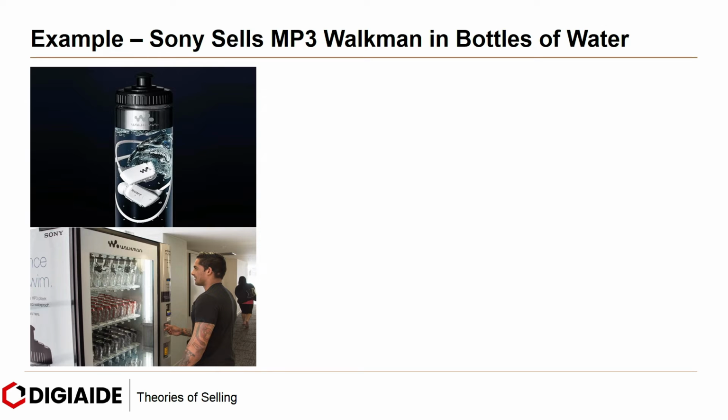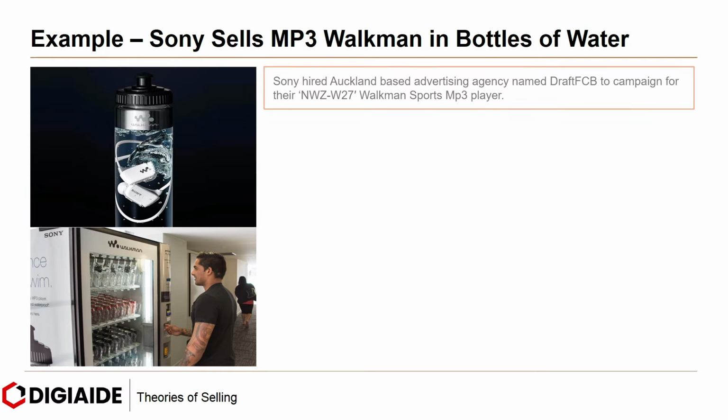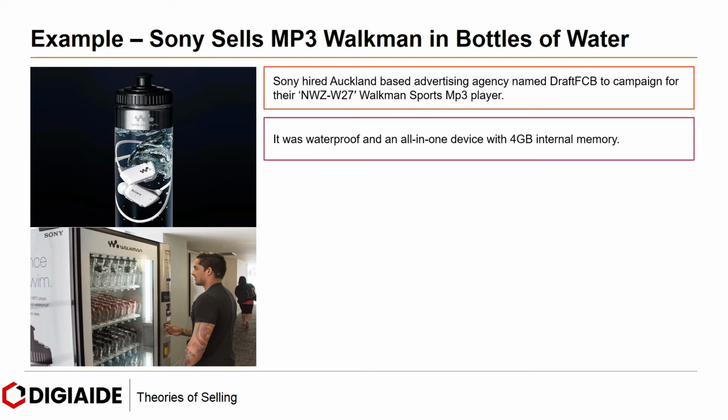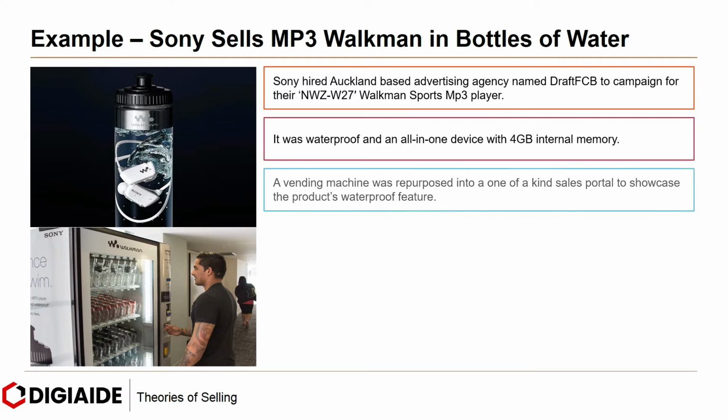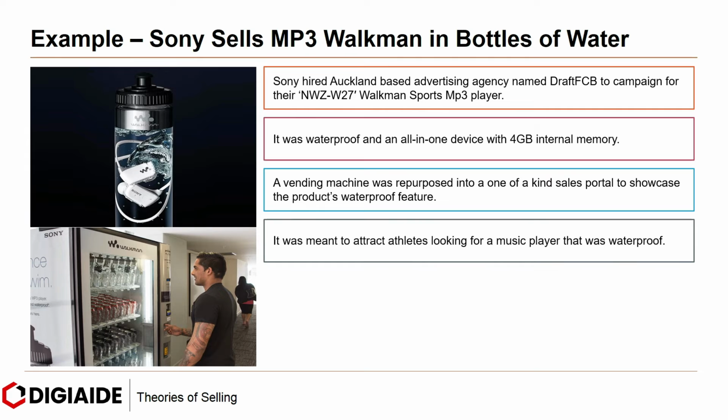The example in this case is of Sony, of how it demonstrated to the customers the advantages of buying their waterproof Walkman. Sony hired Auckland-based advertising agency named Draft FCB to campaign for their new Walkman Sports MP3 player. It was a waterproof, all-in-one device with 4 GB internal memory. A vending machine was repurposed into some kind of sales portal to showcase the product's waterproof feature. It was meant to attract athletes looking for a music player that was waterproof.